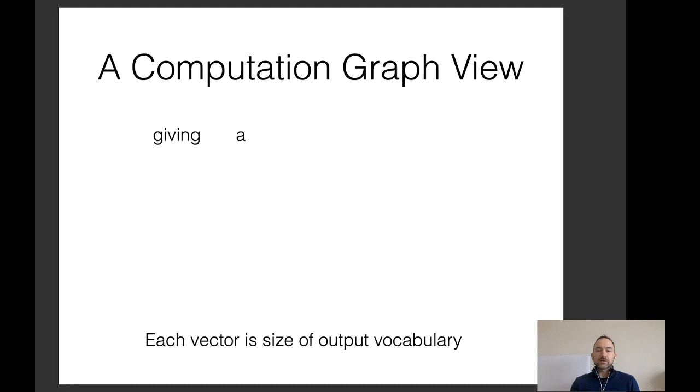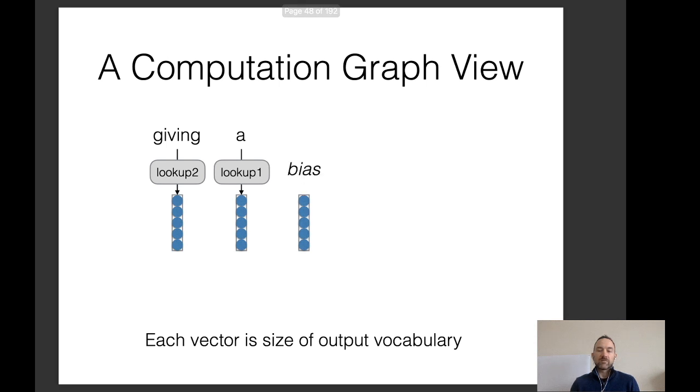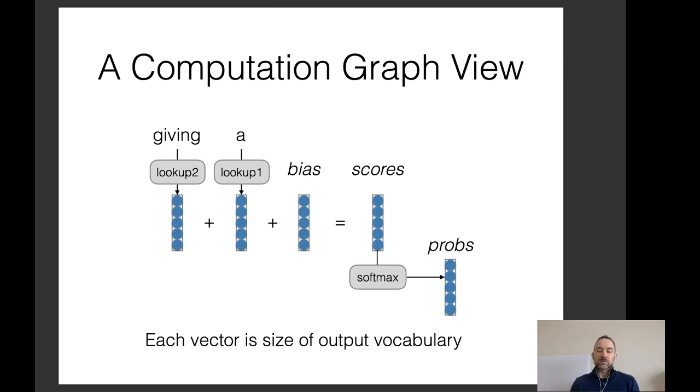Now let's look at this as a computation graph, like the ones we talked about in the previous class. Essentially, the way this works is we have a lookup, and each vector that we look up is the size of the output vocabulary. We have another lookup. So these are two different lookup tables, essentially. The first one is for words two words previous. The second one is for words one word previous. We have our bias. We add all of these together, and we get our scores that we then feed into a softmax and get probabilities.